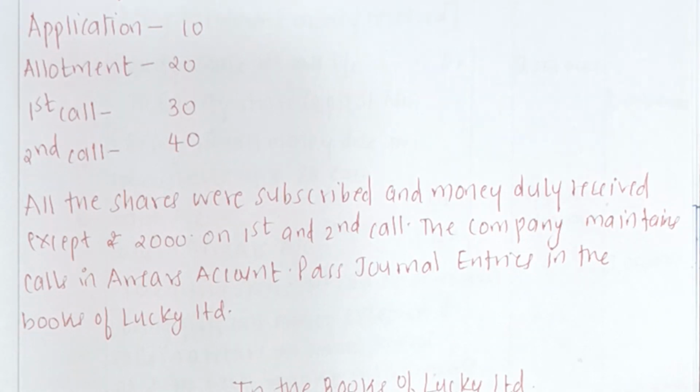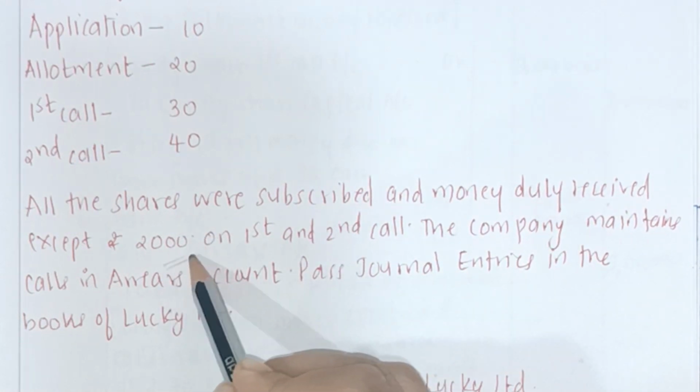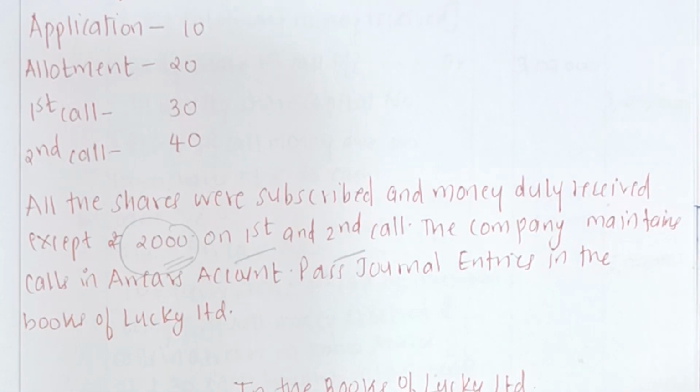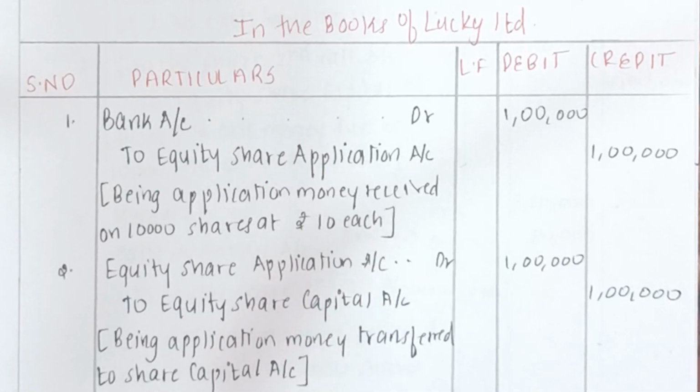So in this question, there is something new as compared to the earlier ones. Here we can see that all the shares were subscribed and money was received except 2,000 shares on first and second call. So this amount is our calls in arrears. Alright, so let's start solving with application.